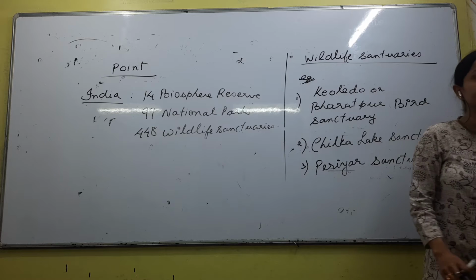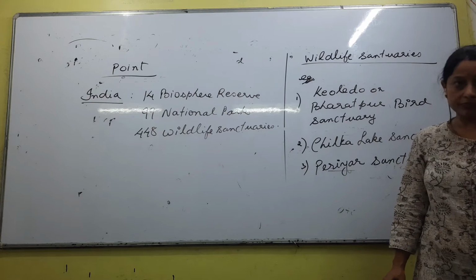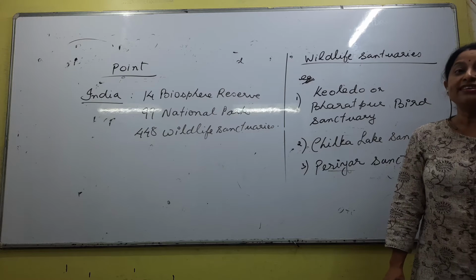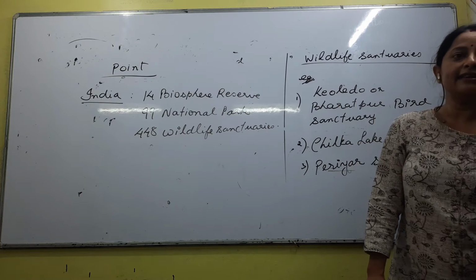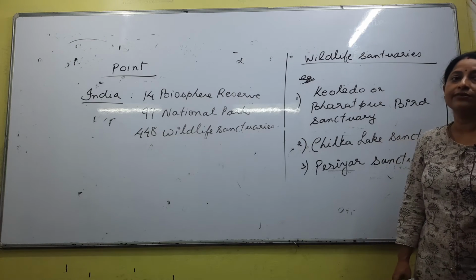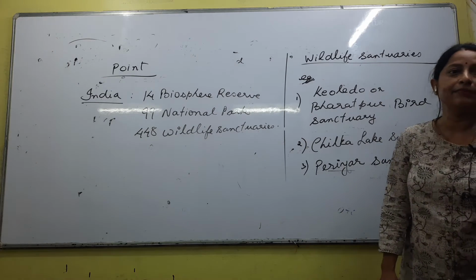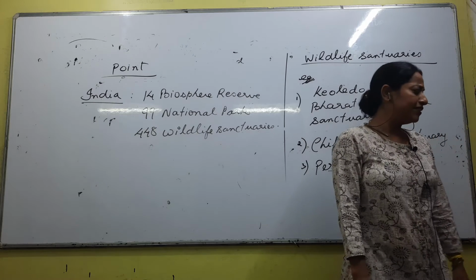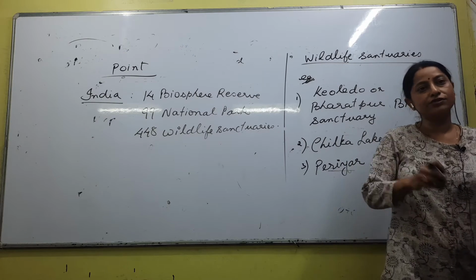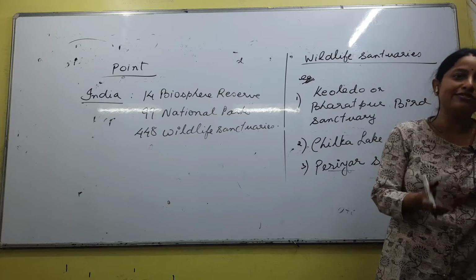Ma'am, there are 14 biosphere reserves here, but it is 18 now. Ma'am, if both options are there, 14 and 18, if the word recent is not there, then we will give 14, because the NCERT book has 14. But if recent is mentioned, then we will give 18. Generally the question will come about 14 only, because the teacher will also be referring to the NCERT book only to check the question, right?